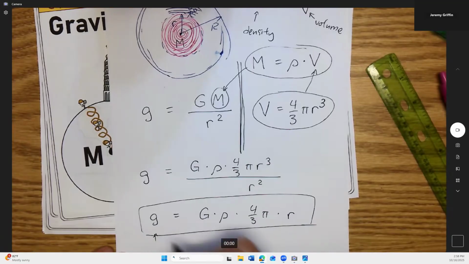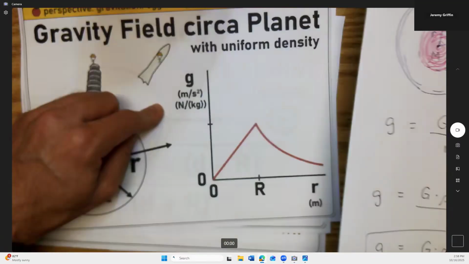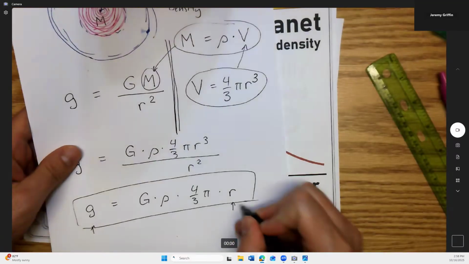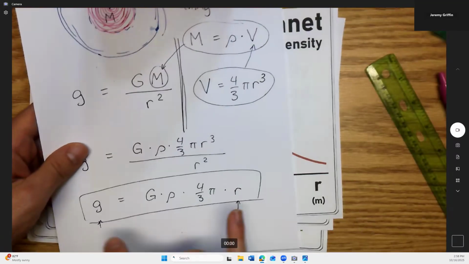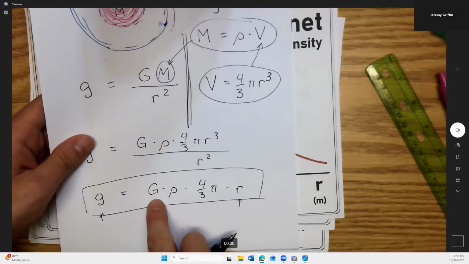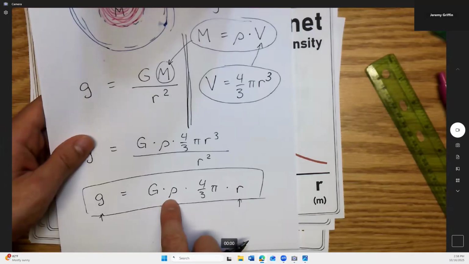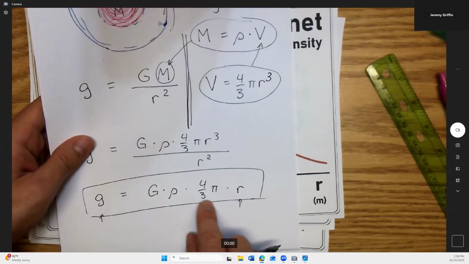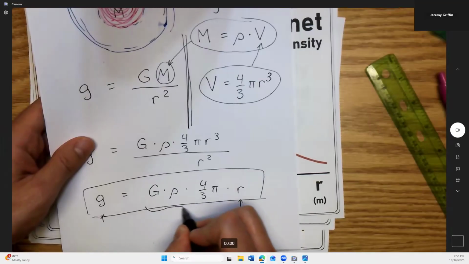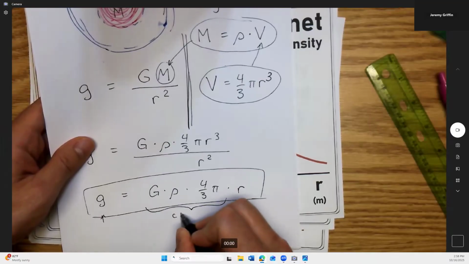Now, let's take a look at this graph. Gravity field is like the y-axis, and R is the x-axis. Isn't this like y and x? Gravity constant, that's a constant. Earth dirt density, that's a constant. 4/3 pi, that's a constant. Guys, all this right here is just a series of constants.